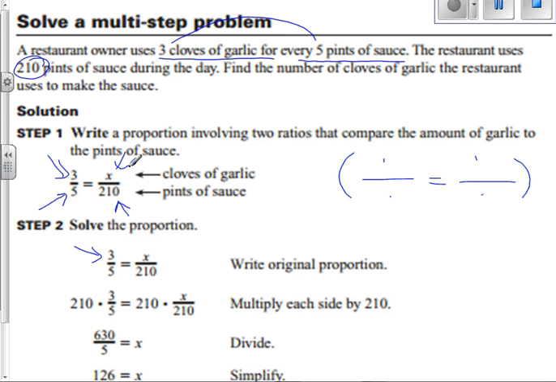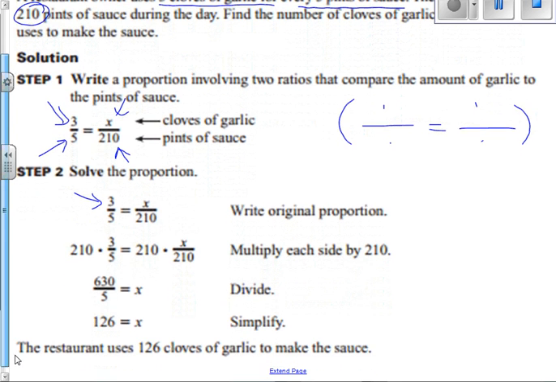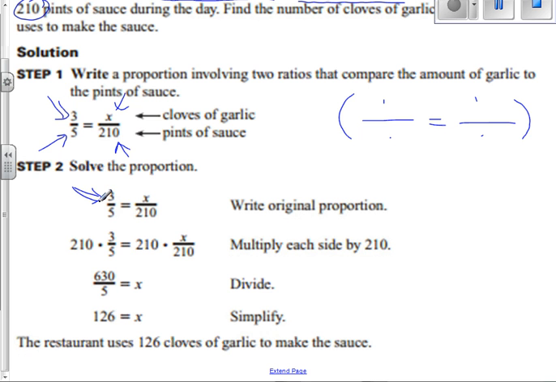You can multiply both sides by 210. Let's look at it right here. There's your original equation, and you're multiplying 210 by both sides. So you get 630 divided by 5 is equal to x, and then you divide 630 by 5, and you get 126. So what that's telling you is that there are 126 cloves of garlic to every 210 pints of sauce, which is the same thing as 3 cloves of garlic to 5 pints of sauce. Okay, so our solution to that one is actually 126.